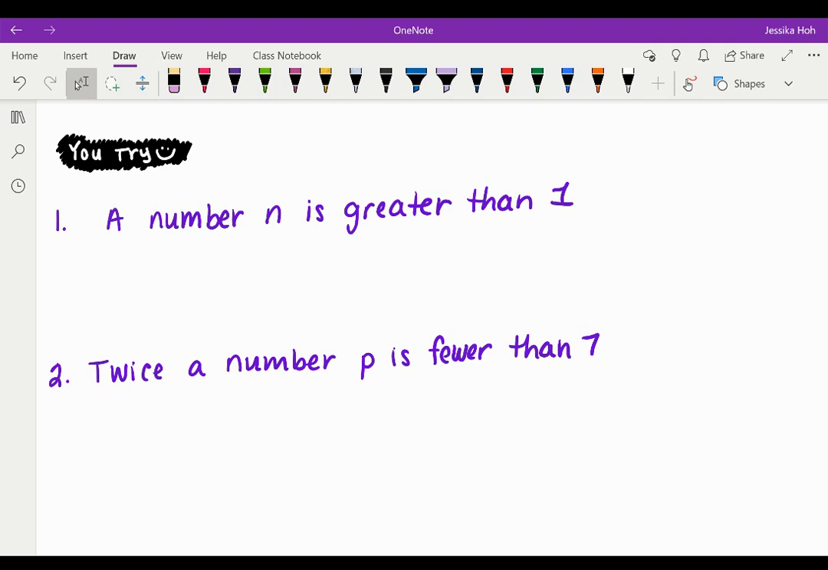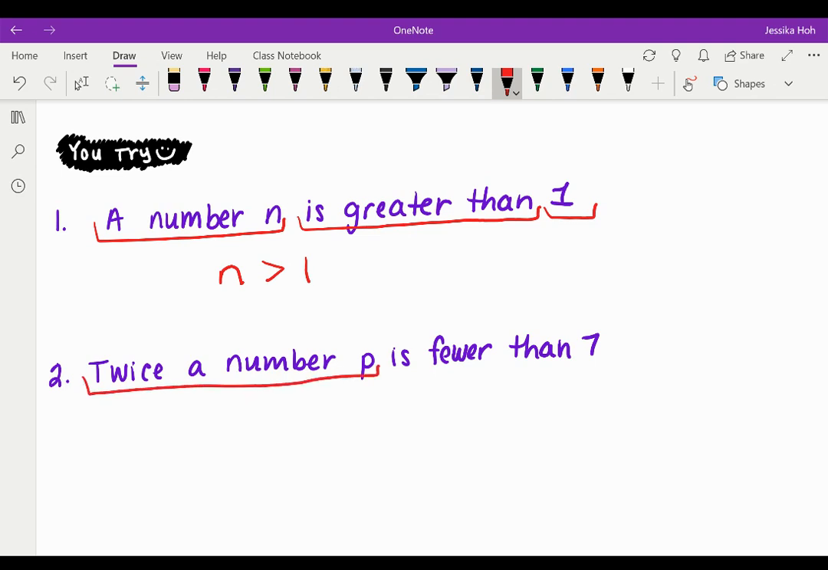All right, number 1. A number n is greater than 1. Number 2. Twice a number p is fewer than 7. So twice a number, twice means 2 times, is fewer than 7.